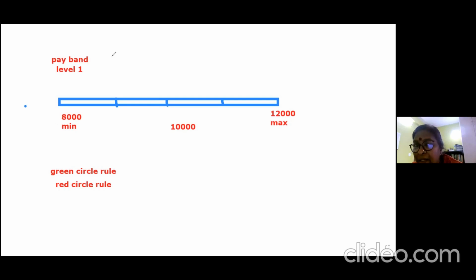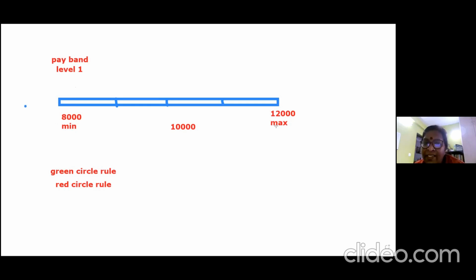What does the green circle say? That you have to definitely pay him whatever is the minimum for that band. So what is the minimum for the band here? 8,000 rupees. So you can't pay lesser than that. Very clear? What is the green circle rule? That you cannot pay anybody lesser than the minimum. Simple as that. Got it?